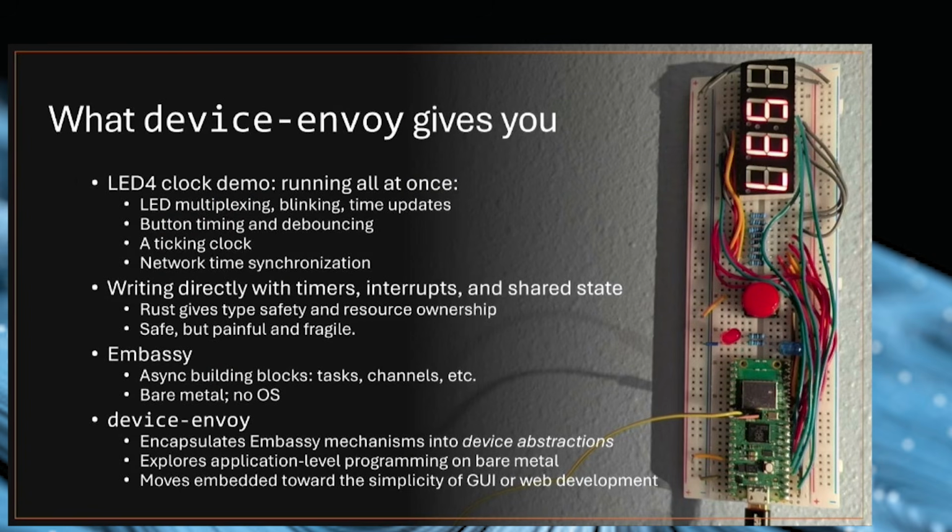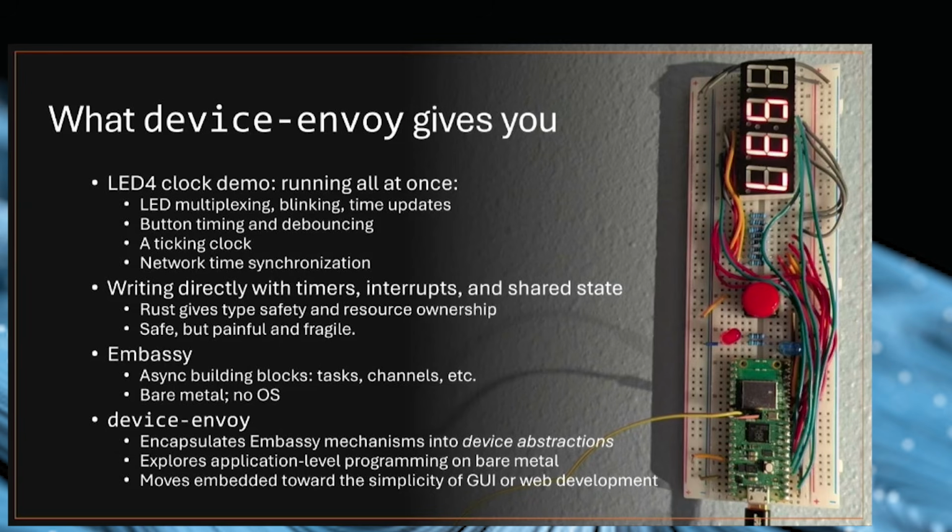Okay, so this is what device-envoy gives you. Let's take one example, which is the LED 4-digit 7-segment clock. When we're running that, the LED needs to do something called multiplexing, which we won't talk about, but if you played with this last year, it was kind of annoying. We might want it to blink, like if we're changing time zones or something.